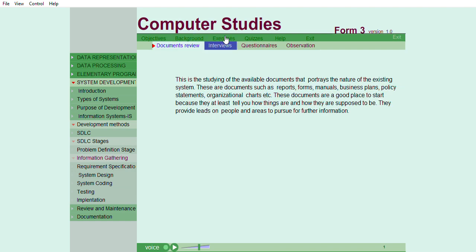Review of the current documents. This is the studying of the available documents that portray the nature of the existing system. These are documents such as reports, forms, manuals, business plans, policy statements, and organizational charts.